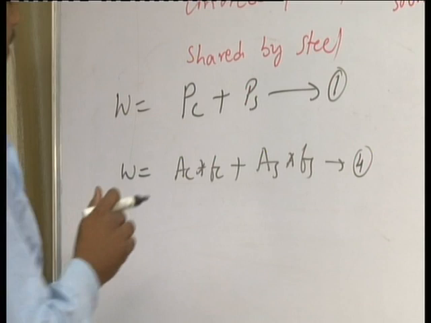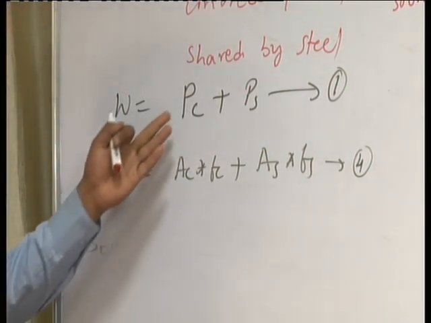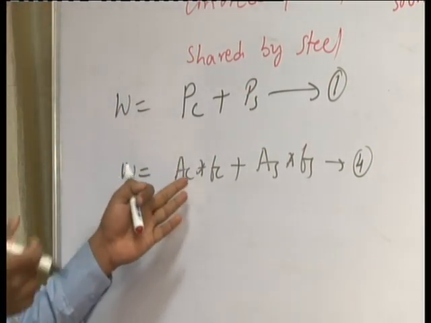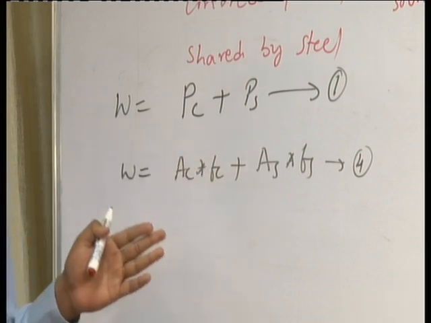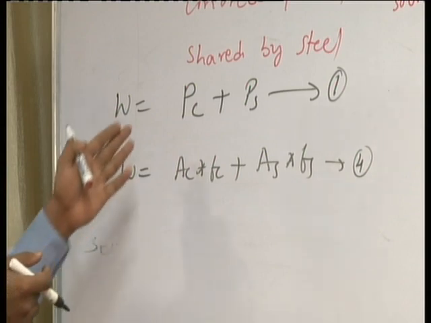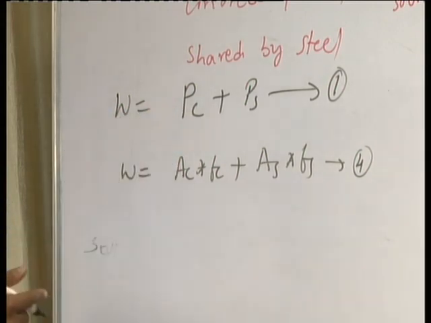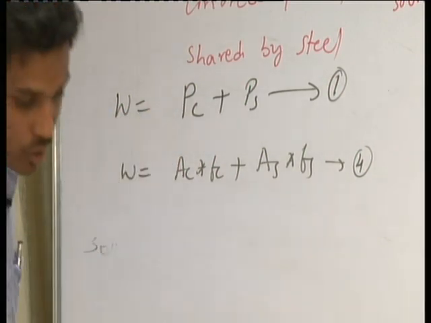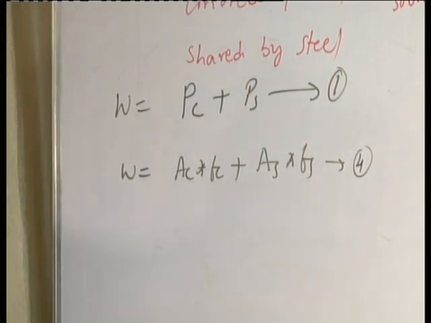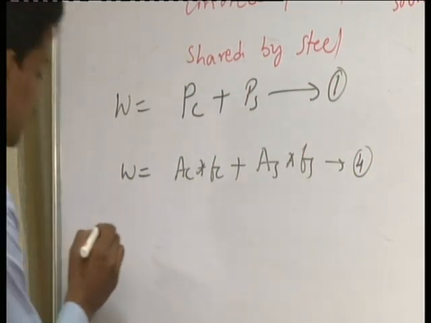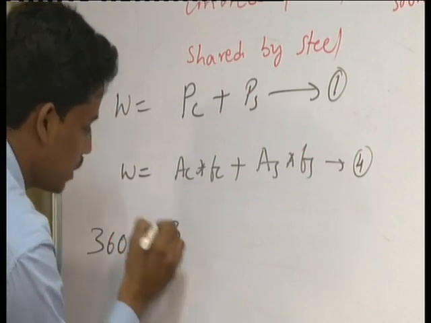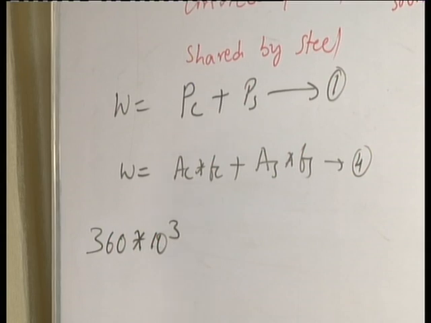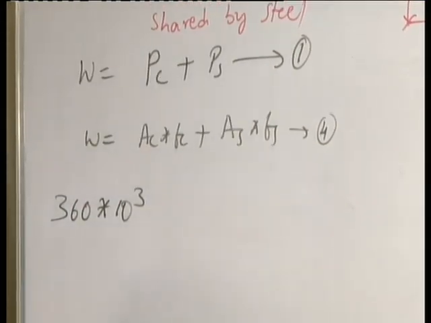So now we are converting the expression in terms of loads into terms of stresses and areas, because we know the values of stresses and areas. We have the total load given as 360 kilonewton, 360 into 10 to the power of 3. We are converting from kilonewton to newton, because all the stresses are given in newton per millimeter square.